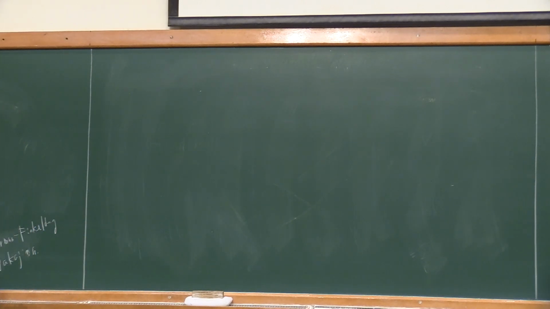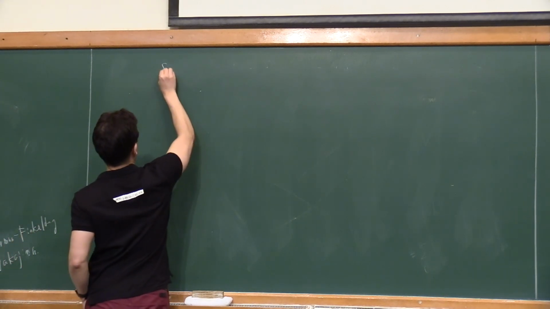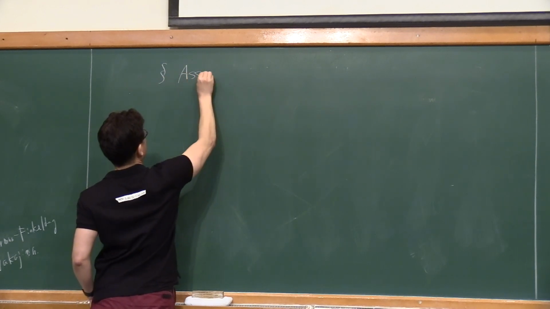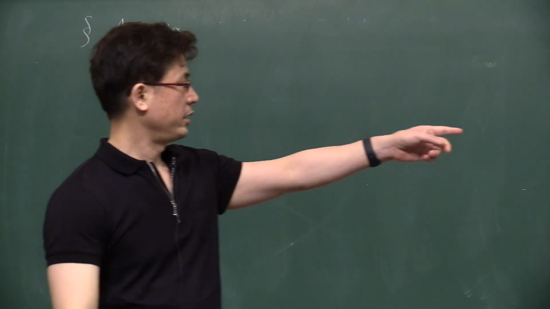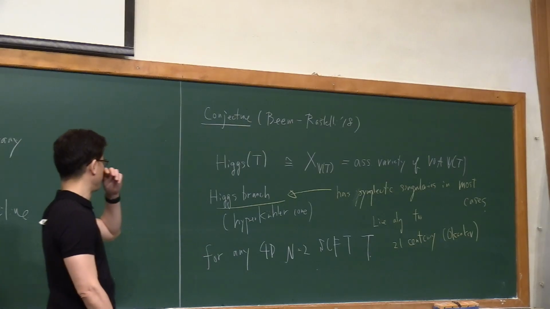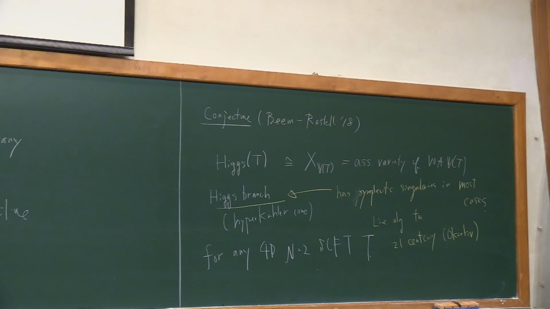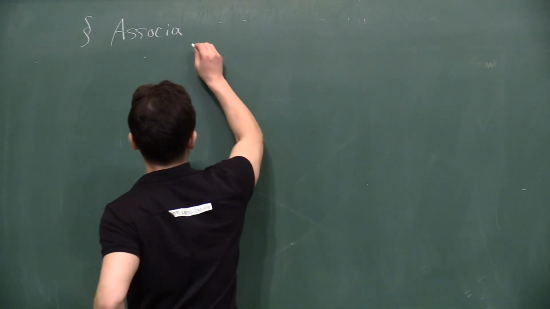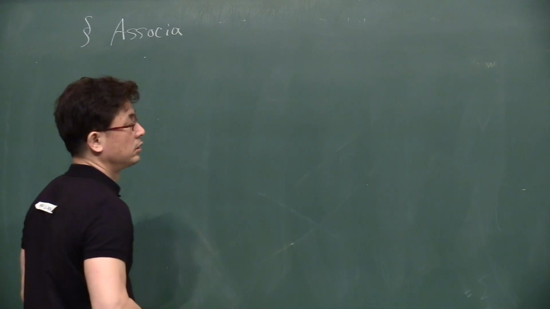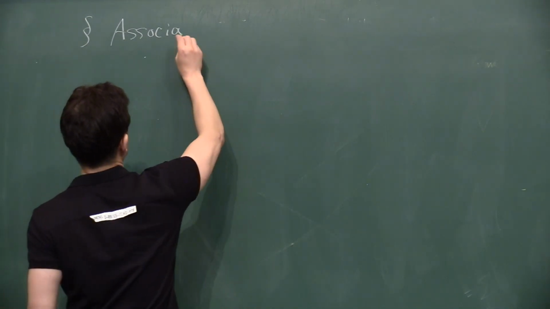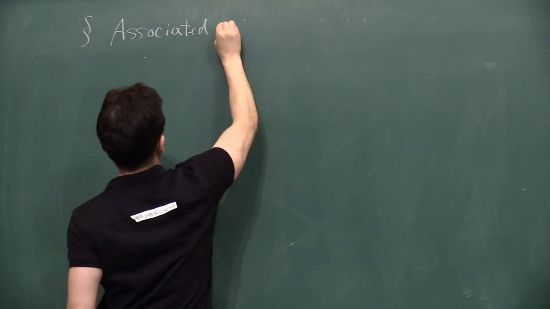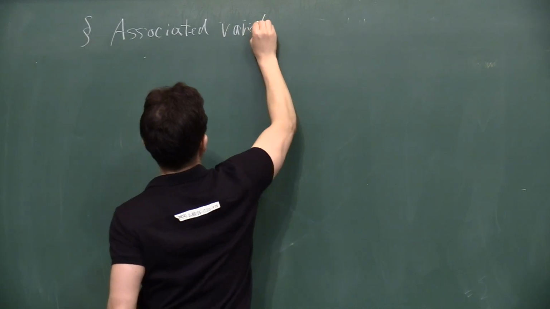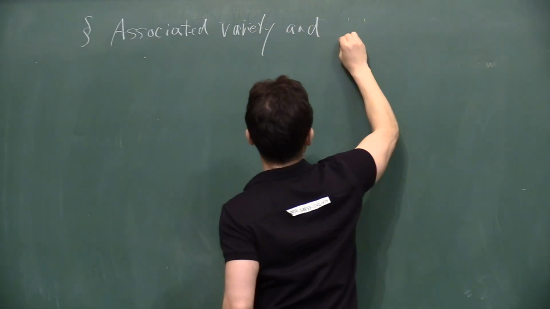But now I'd like to explain associated variety, because it connects VOA with this interesting geometric object via the Beem-Rastelli conjecture. And it also gives a very powerful tool in the study of a vertex algebra. So let me explain associated variety and applications.